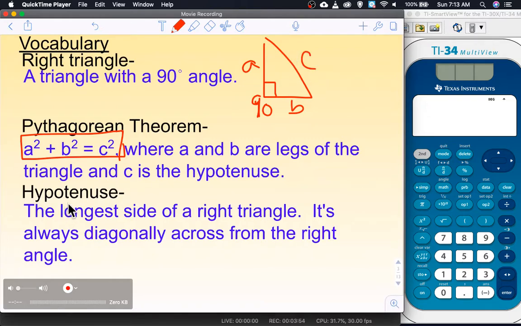Speaking of which, that's our 3rd vocab word. The hypotenuse is the longest side of a right triangle, not connected to the right angle. It's always diagonally across from the right angle. Whatever's across from the right angle will always be your hypotenuse. Because it's actually true that in a triangle, across from the largest angle is the largest side. Across from the smallest angle is the smallest side.